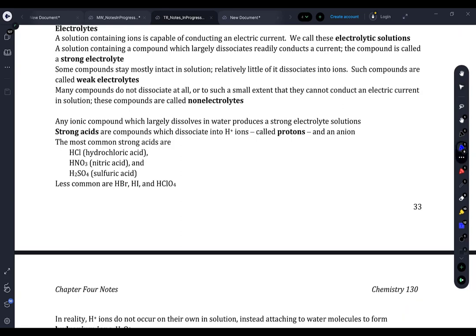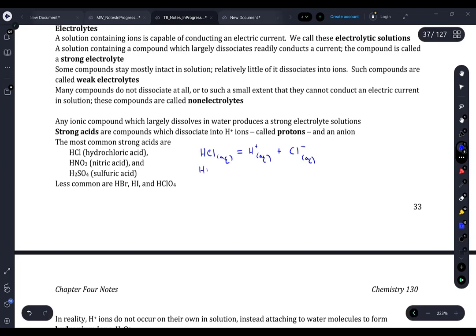So HCl aqueous. I'm going to use an equal sign here. It's really H plus ions and chloride ions, surrounded by water molecules. What about nitric acid? It's what and what? Hydrogen and what? Nitrate, good.